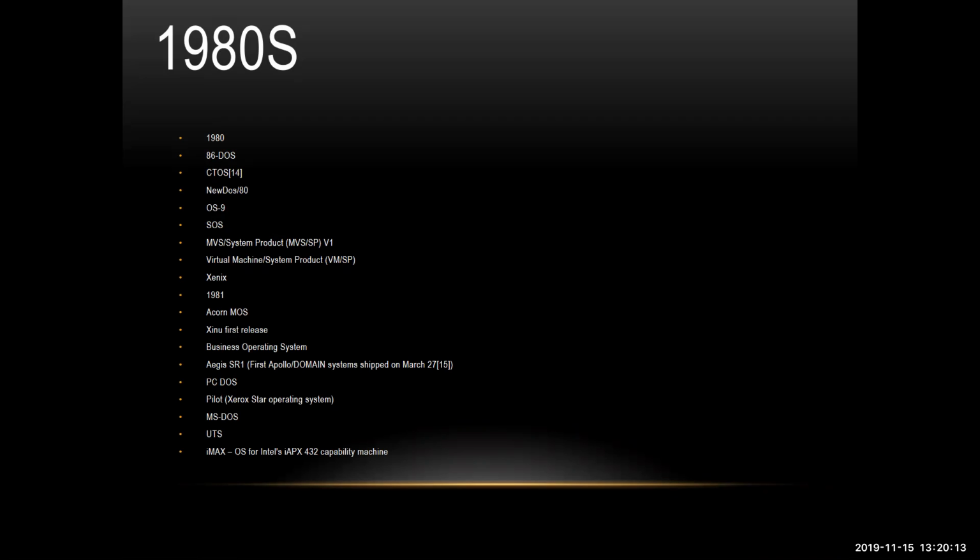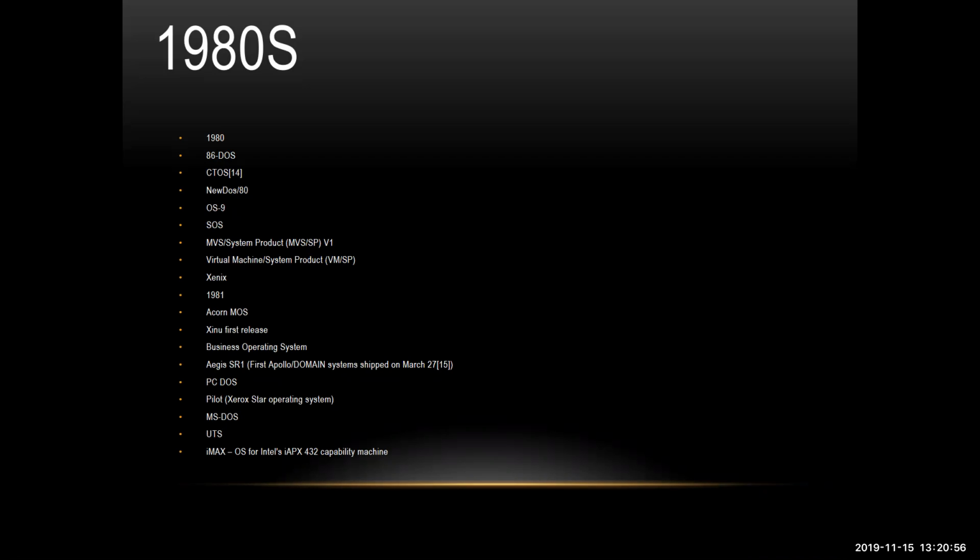So we had 86-DOS, and then we also had CTOS, or the Convergent Technologies Operating System, also known variously as CTOS, BTOS, and StarSys. It was a modular, message passing, multi-process based operating system. And then we also had NewDOS/80. It is a third-party operating system for the Radio Shack TRS-80 line of microcomputers, released in 1980. It was developed by Apparat Incorporated of Denver, Colorado.